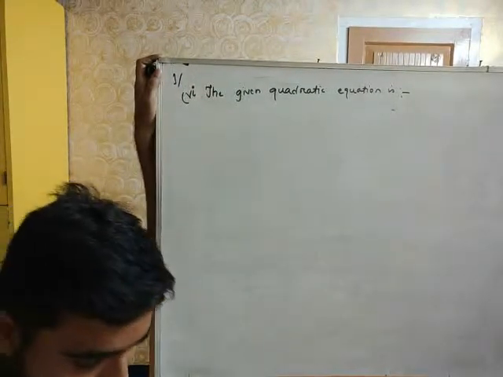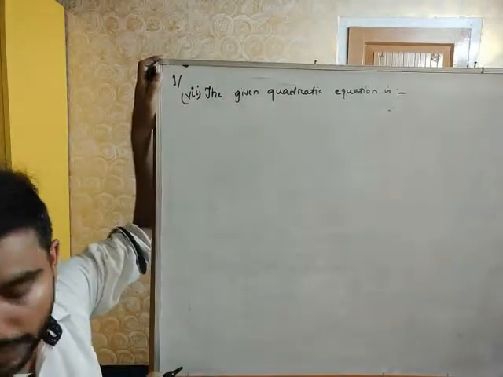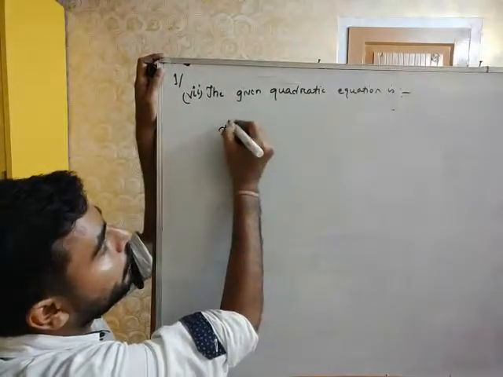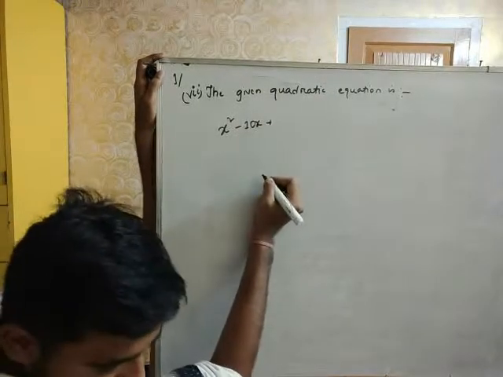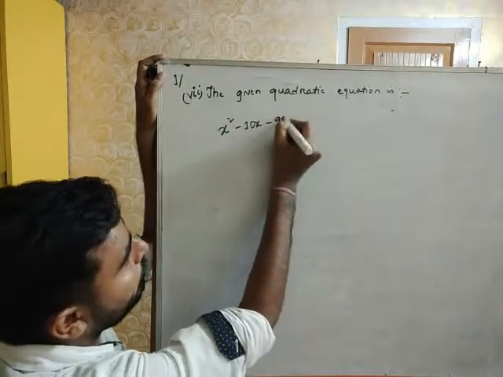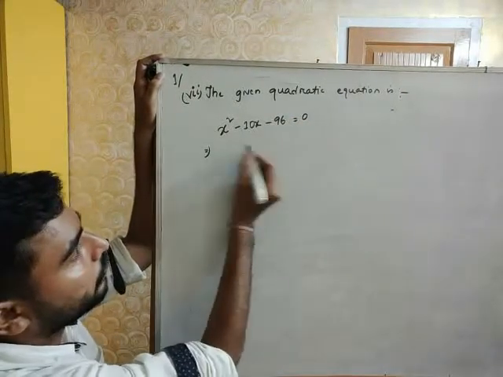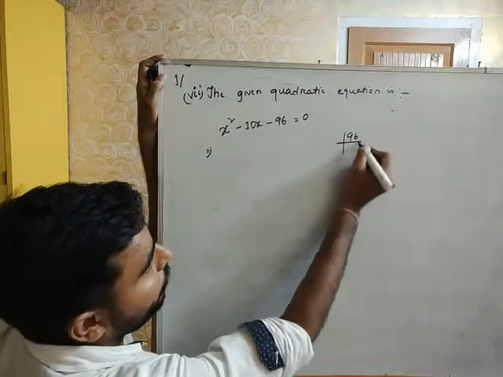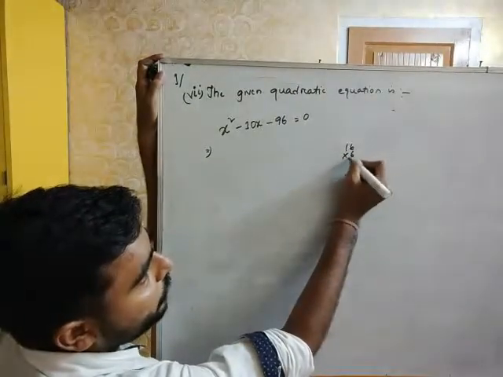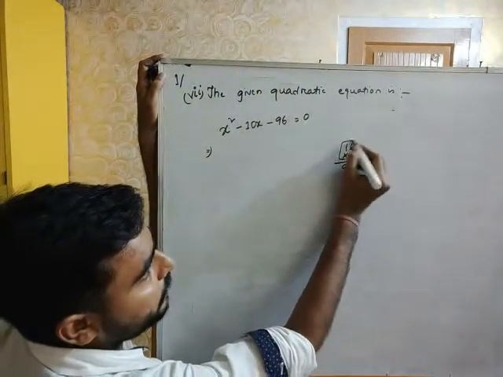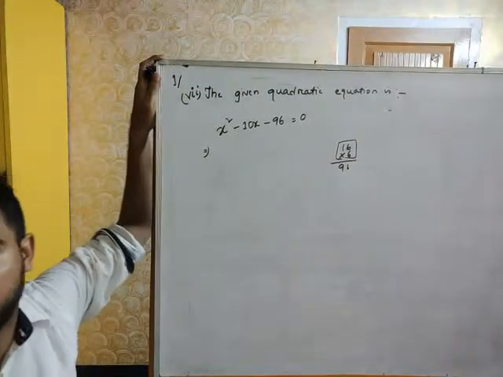Let's see number 7 then. Number 7 also has a printing mistake, is equal to 0 is not given, so you write it. x square minus 10x minus 96 is equal to 0. 96 has factors 16 and 6, where 16 minus 6 gives 10. I have done it directly. If anyone has any issue, they can go with factorization.